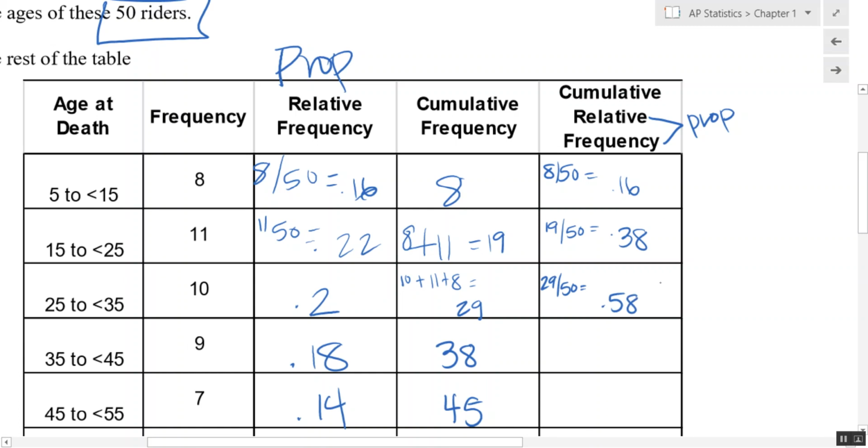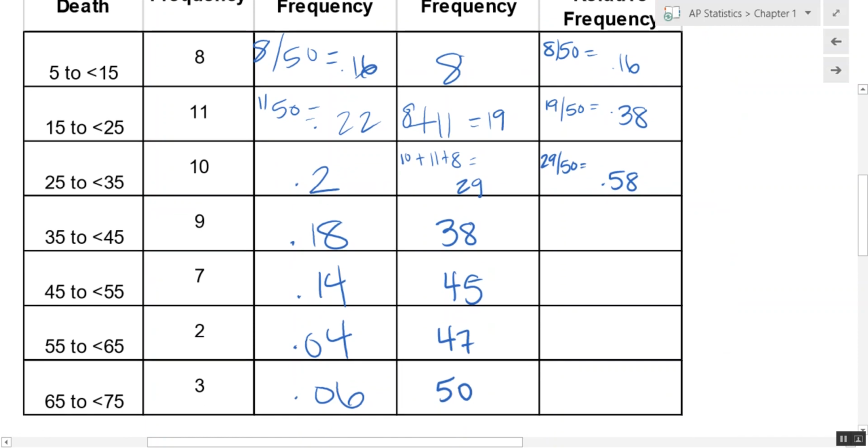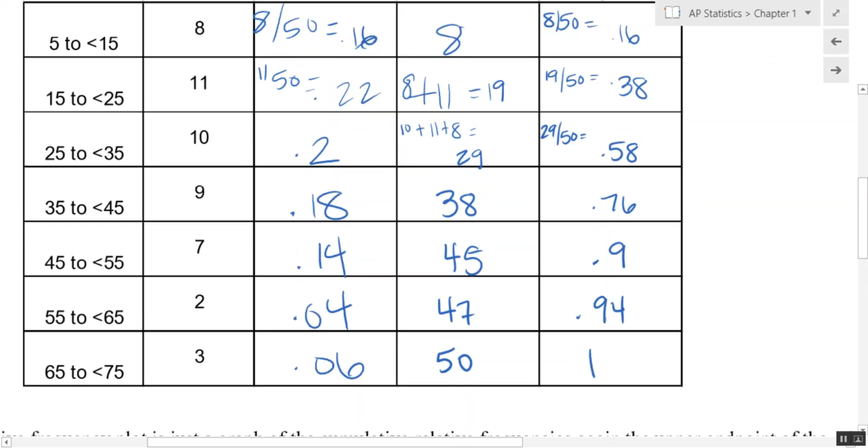Okay, so since this is cumulative, it's everything below this point. So by the time we get to the end, we will have had everyone who had died by fatal accidents. So by the time we get to the end, we're going to be at 1 or 100%. Okay, so 38 divided by 50, 0.76, 0.9, 0.94, 1. Okay.